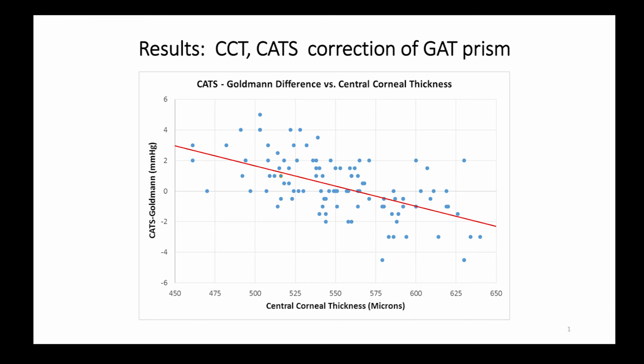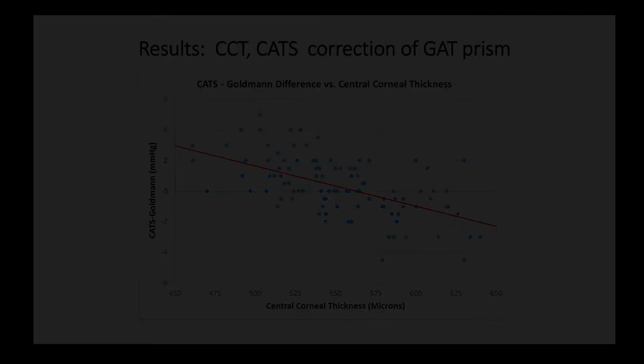Note the IOP pressure difference is approximately 0 for a nominal cornea of 550 microns. We demonstrate similar IOP difference correlations correcting for corneal rigidity and corneal curvature. We saw no difference in overall bias and repeatability between the two prisms.